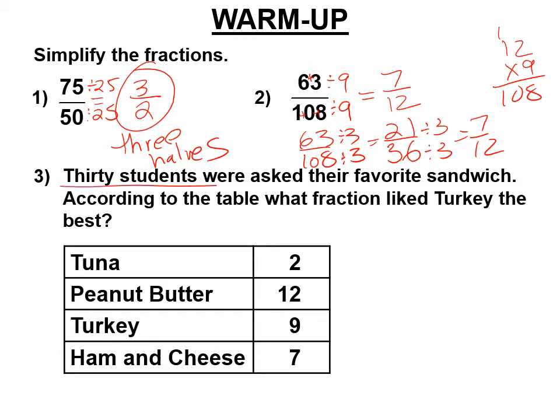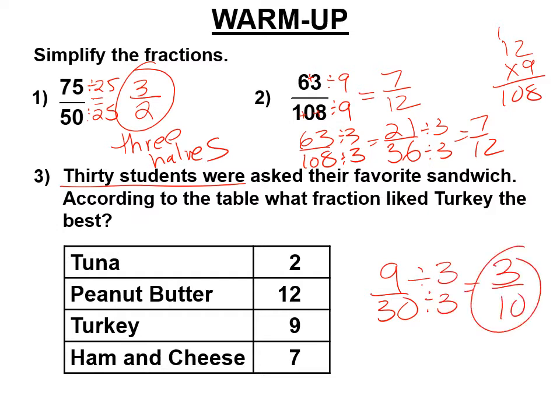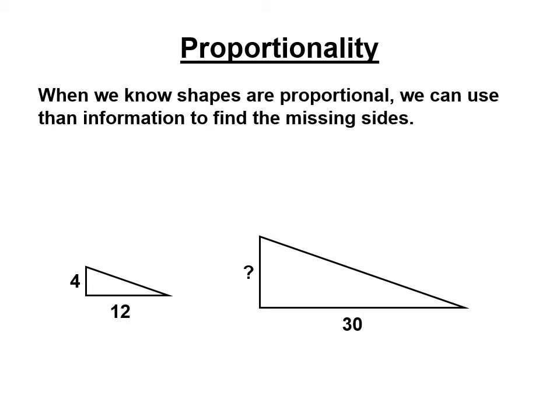30 students, it says right there, 30 students were asked their favorite sandwich. According to the table, what do they like the best? Turkey. Who likes turkey? Not me, but 9/30ths, right? We have to simplify it. Don't leave it 9/30ths on the test. This simplifies to 3/10. What fraction like turkey the best? 3/10 of them like turkey the best. Okay, and this was all leading to proportionality, a major concept of 7th grade.